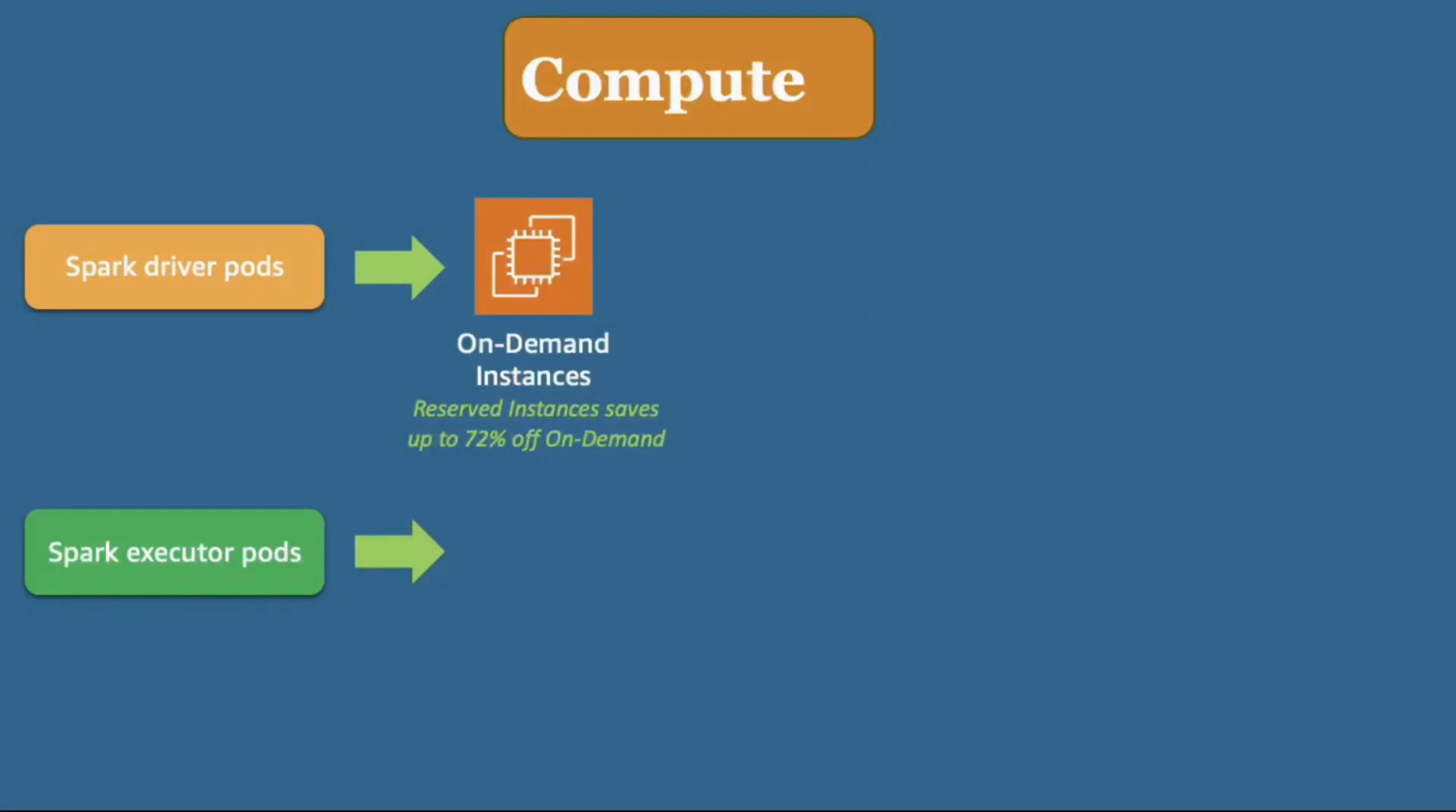And for executor pods, we can leverage EC2 spot instances, which will provide up to 90% discount on top of the on-demand. And Spark inherently provides the resiliency if one of the executor pods gets terminated due to spot interruption, and that job can recover from the node failures or the pod failures. So that's why Spark executor jobs can be run on spot instances as well.